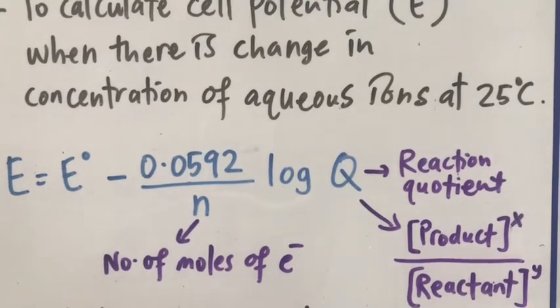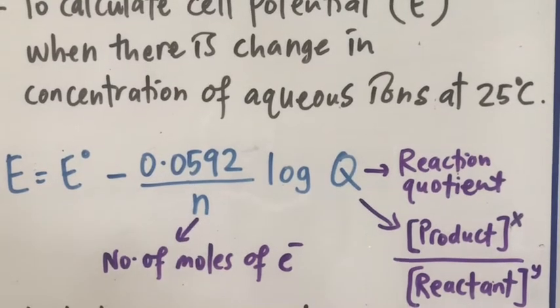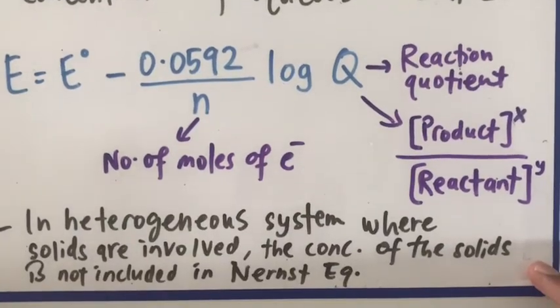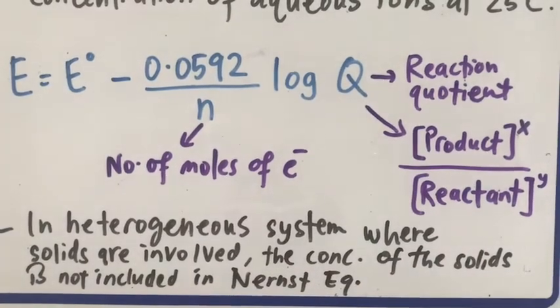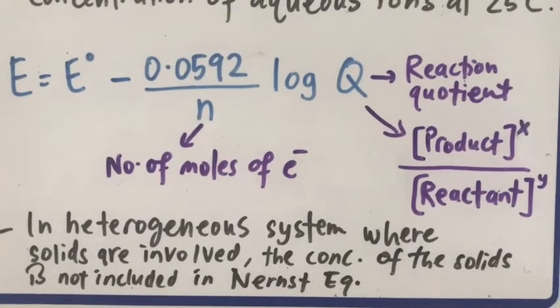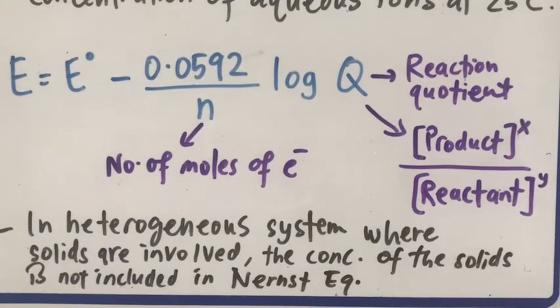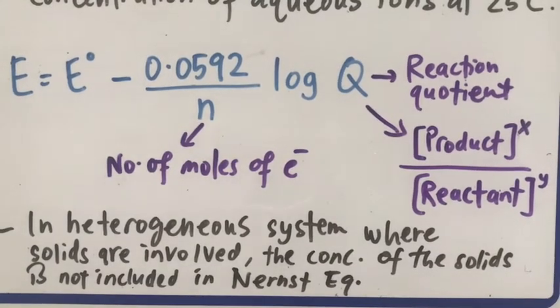When the system is heterogeneous, so there is involvement of solids, the concentration of the solids is not included in the Nernst equation.